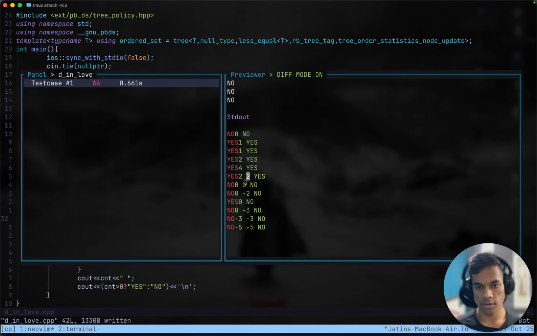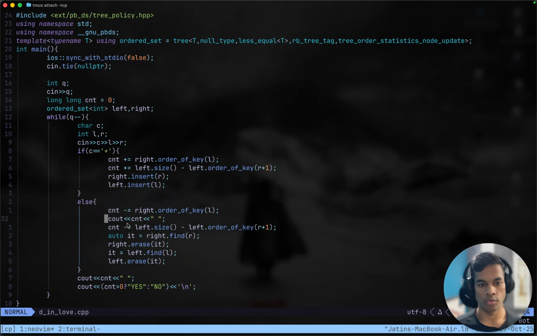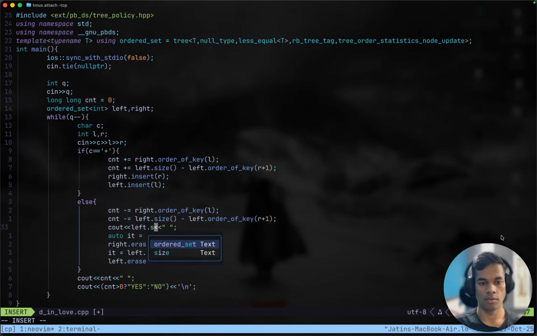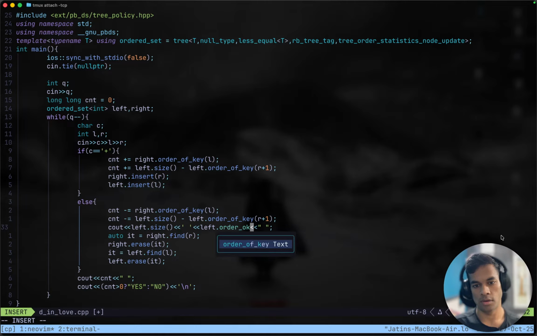Here we started removing. Okay, we are removing in this step, but why are we removing numbers in this step? We'll first see size of left and then left dot order of E R plus 1.